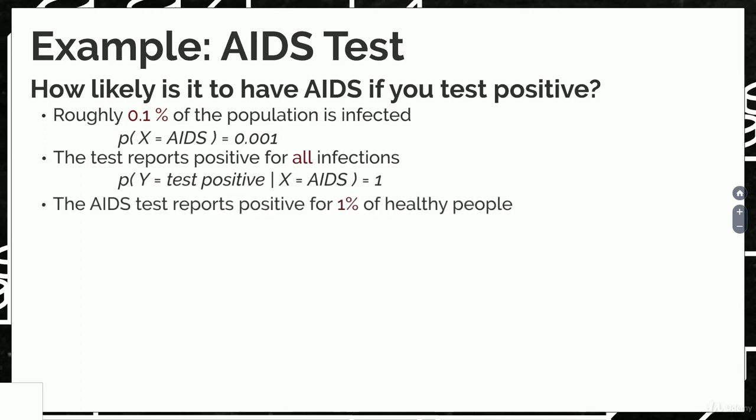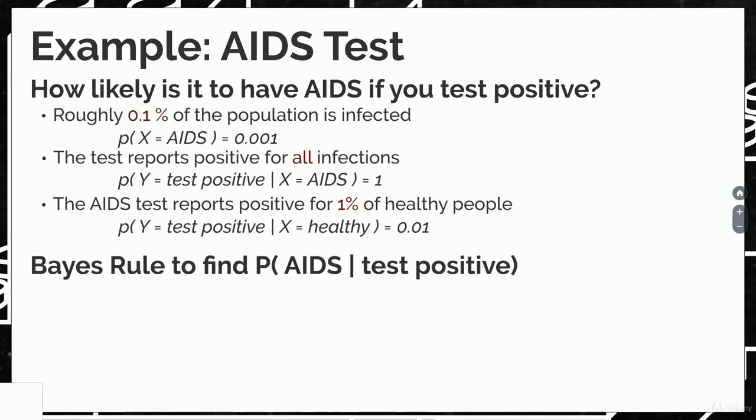Our next assumption, the AIDS test reports positive for 1% of healthy people. So we have some false positives in this test. 1% of the time it's going to say you have AIDS when you actually don't. So the probability of Y, test positive, given that you are healthy, is equal to 0.01. Let's plug this into Bayes' rule to find the probability of AIDS given that you test positive. This is the probability of X given Y, you're testing positive on this test.